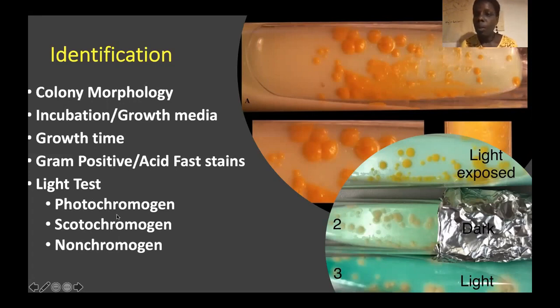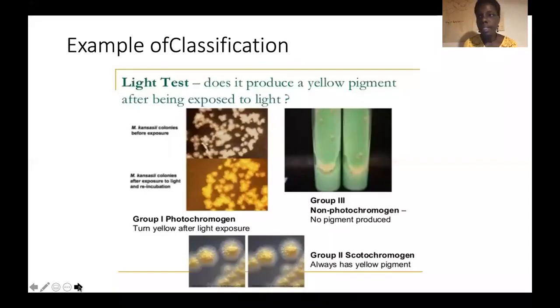They're also exposed to light to see what they do. Some of them give this beautiful orange pigment when exposed to light, so they are photochromogens. Others give a pigment when they're in the dark, which are scotochromogens, and some give no pigment at all in either environment, so they are non-chromogens. Your light test.